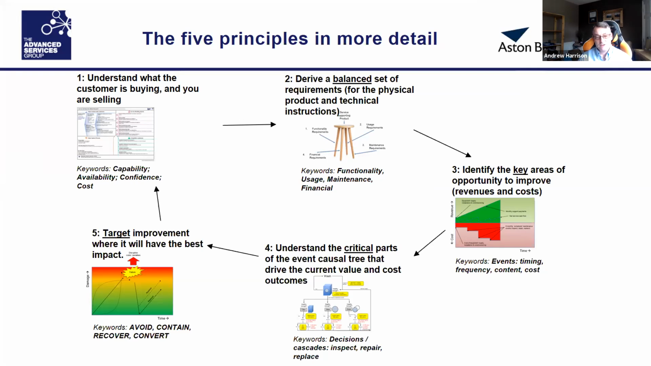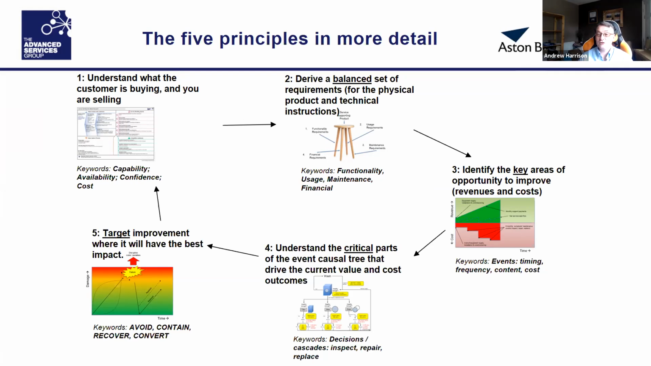And in particular, we talk about this concept of avoid, contain, recover, and convert. So avoid is essentially, can you change the dynamics of the wear out process so that the need to maintain is avoided for as long as possible. Contain is all about your ability to catch it and prevent the worst outcomes of things approaching the point of failure. Recover is all about the dynamics of the maintenance activity, which restores health back into the product.